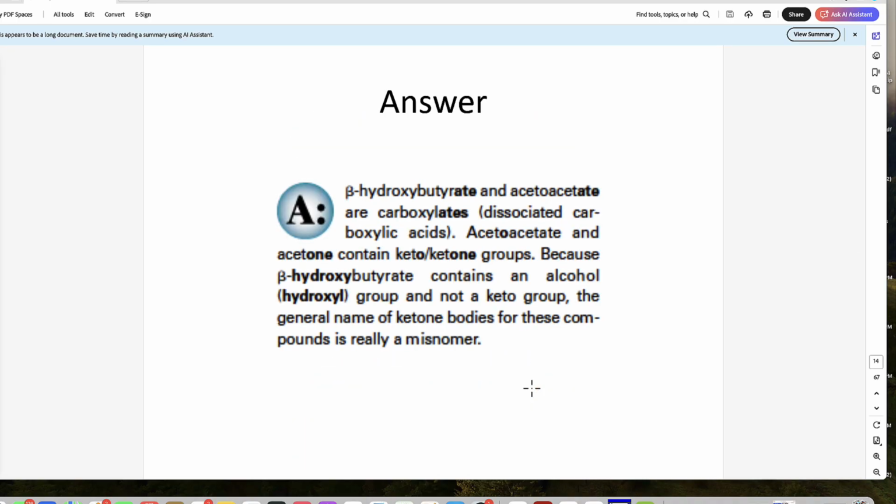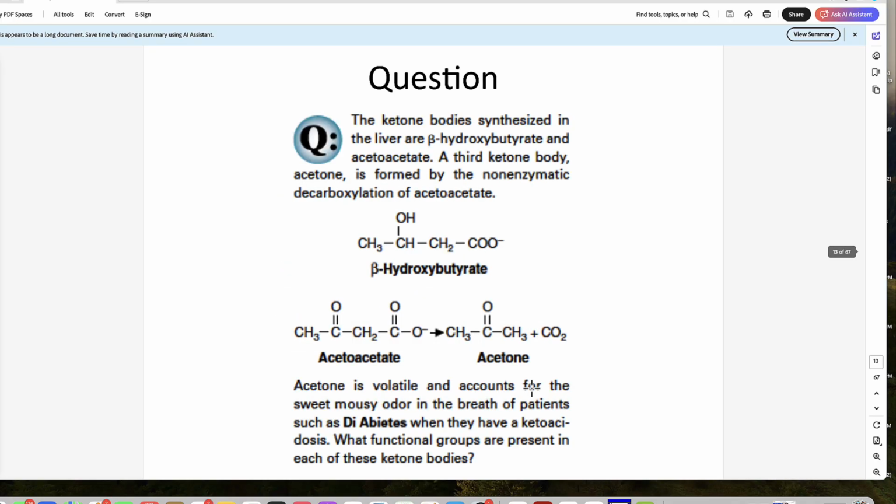And this is the answer. Now let me go back. What the question was actually asking you is, what functional groups are present in each of these ketone bodies? These are 3 ketone bodies that we've already seen before: beta hydroxybutyrate, acetoacetate, and acetone. You should be able to look at these 3 different molecules and identify what functional groups are present.